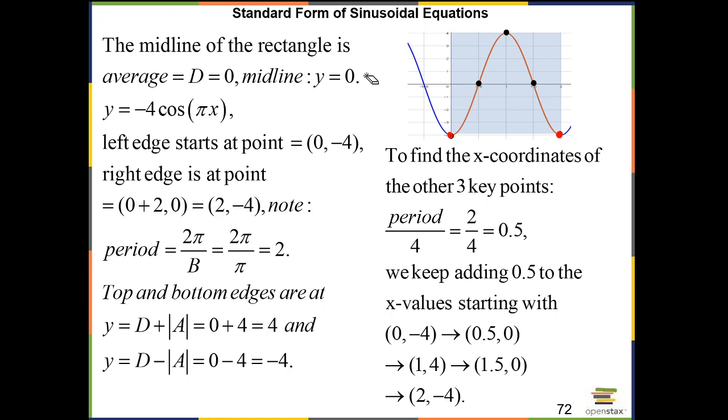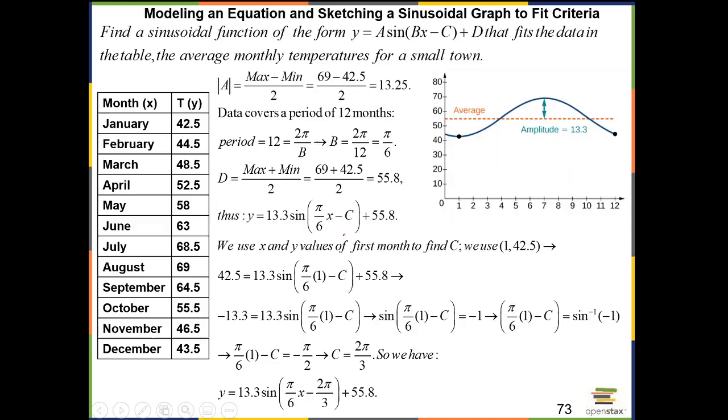The top and the bottom edges, of course, we know there are D plus the amplitude and D minus the amplitude, right? And then we can find the x coordinates in the middle by dividing the period into 4. So period divided by 4 is 0.5. So each of these is 0.5. So from 0 here, and then this is 0.5, this is 1, this is 1.5, this is 2 on the x-axis. And we know the structure of one cycle of cosine. All right, so let's move on.